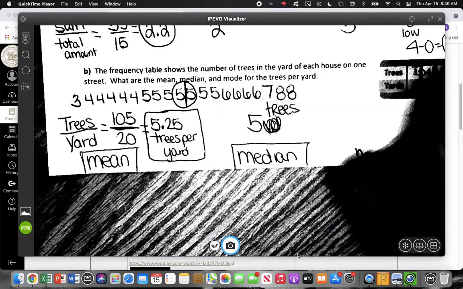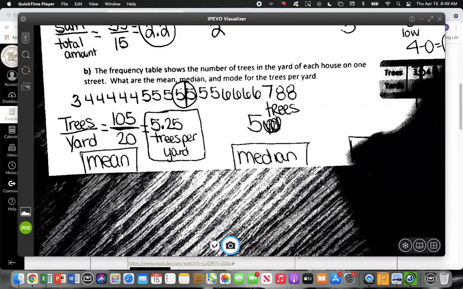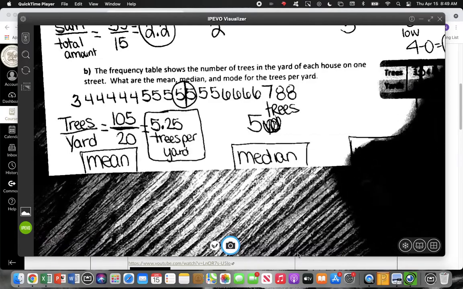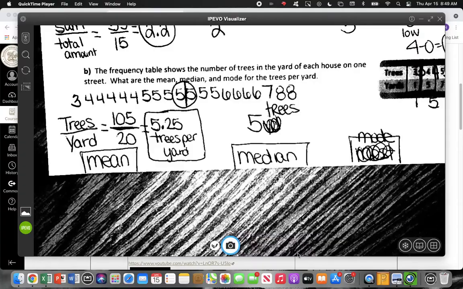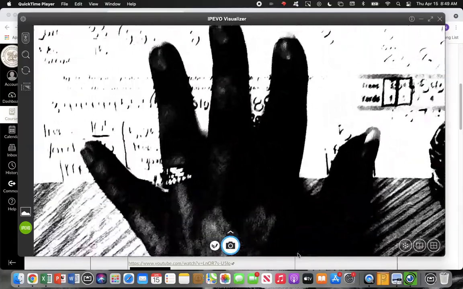And then the mode is the one we see the most. What was the most popular number of trees? 5. Yep, 5 in the middle, and 5 is the number that we see the most.